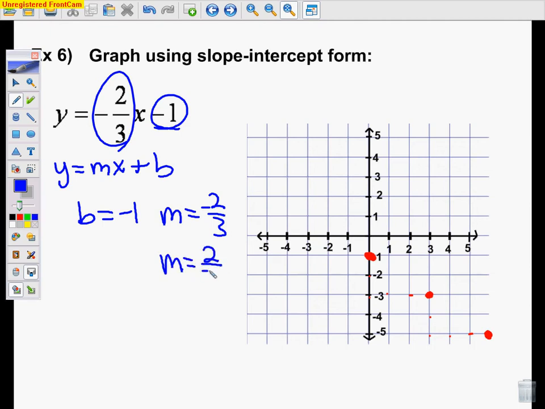Also, please remember, extremely important, once again, negative 2/3 is the same thing as what? Positive 2 over negative 3. So from this point, I could have also went where? Well, positive 2. That means go up 2. Negative 3, that means go to the left 3. And then again, from that point, we can still go up 2, left 3.